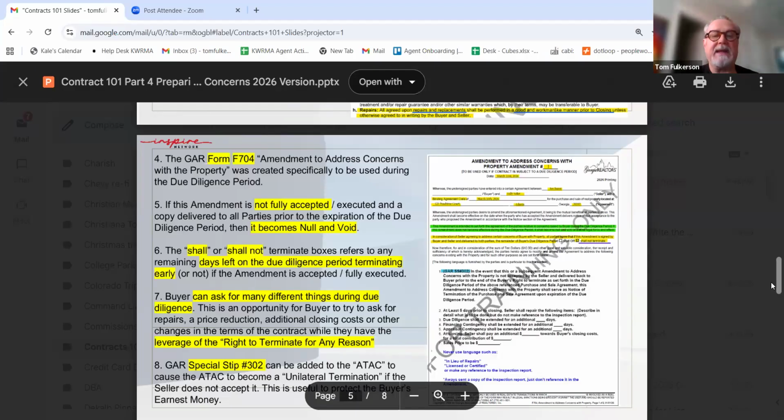The buyer can ask for many things during the due diligence period. It's an opportunity for them to try to ask for repairs, a price reduction, additional closing costs, or other changes in the terms of the contract while they still have the leverage of the right to terminate for any reason.